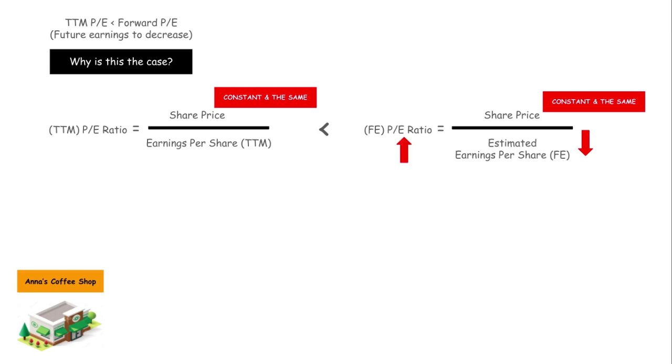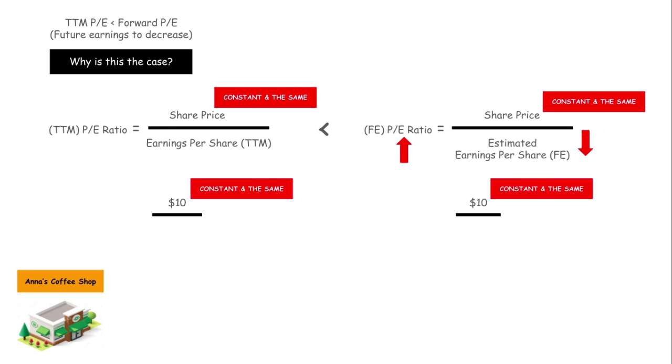Let's use numerical numbers again to help explain this concept. For the trailing PE ratio, let's say the share price is $10, and for the forward PE ratio, the share price is also $10. The share price for both the trailing and forward PE ratios is again constant and the same. The trailing earnings per share for Ann's Coffee Shop is again, like the previous example, $2. The trailing PE ratio computes to be the same number as before, which is 5. However, the estimated future earnings per share for the forward PE ratio is now $1. This will mean the forward PE ratio will now compute to be 10.